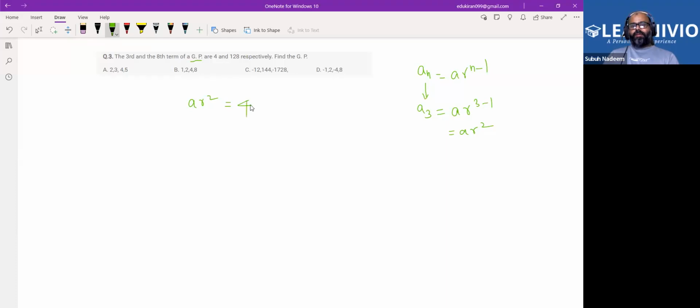And another one, sir, AR to the power 7, and it is equal to 128. So these two equations you have. Now what will you do? Can we substitute them? How?